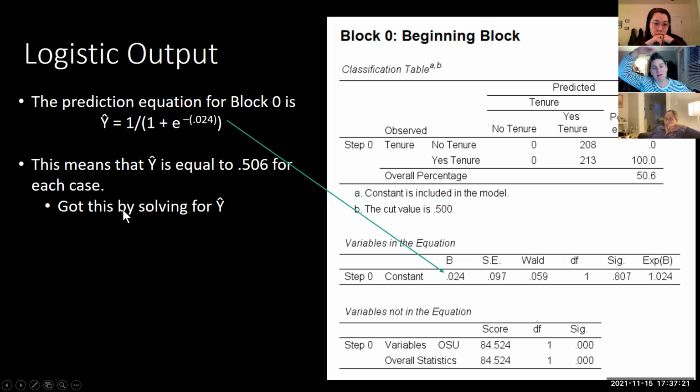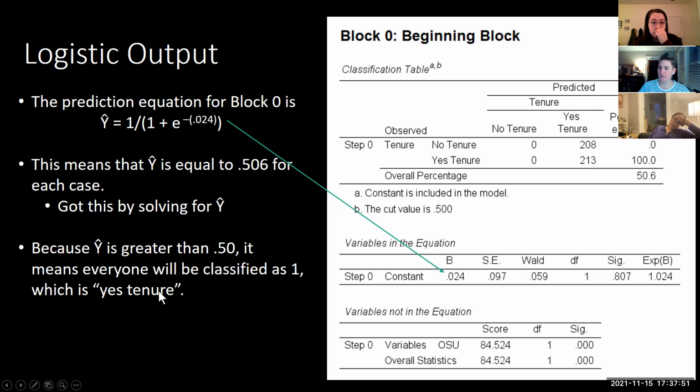Do you remember in the grand mean model in the GLM, the y hat for everyone was the mean? Here, the y hat for everyone is basically the proportion of the sample that has the event happen. So my y hat for everyone is 0.506. Just slightly more people have tenure than don't. So we're going to end up expecting that everyone has the event happen. Because y hat's greater than 0.5, everyone will be classified as 1.